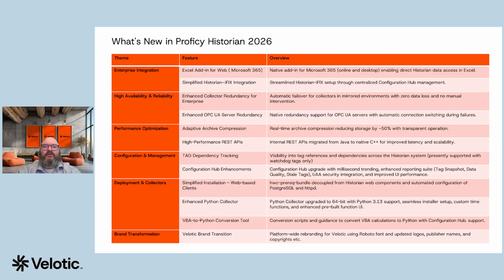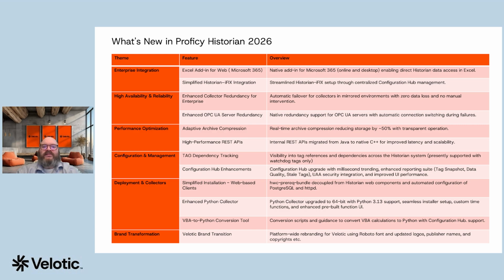Real-time archive compression, reducing storage by about 50%, right? Adaptive archive compression. This is a big piece where you're able to bring in all of this data, but now you can compress it and save storage as well. We've been calling this lossless compression, which means you save disk space, you save cloud storage, you save storage on your local machine when you have this compression enabled.